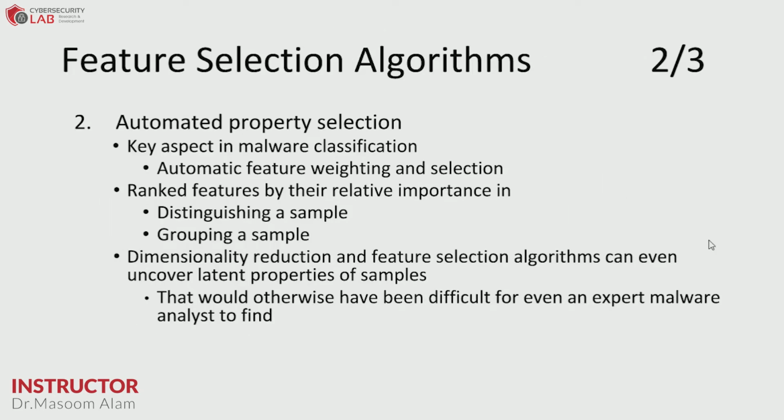The second thing is automated property selection. We can have property selection algorithms in machine learning to do automated property selection, which is done by data science. We can also have dimensionality reduction and feature selection algorithms that can even uncover the latent properties of the samples.